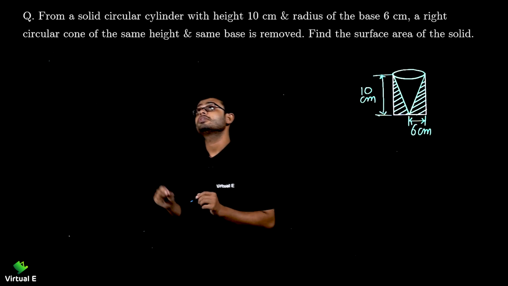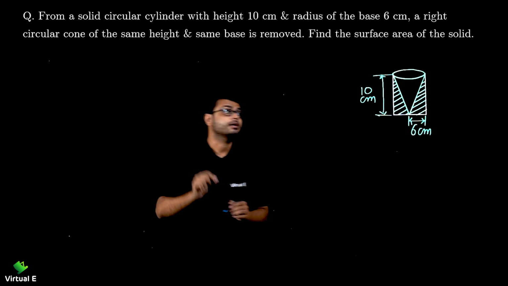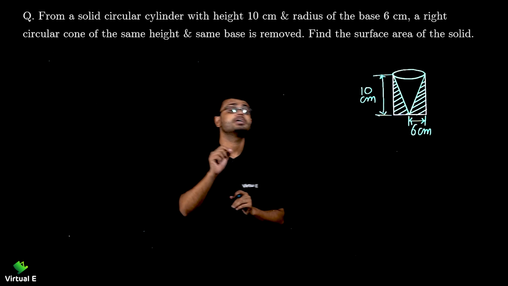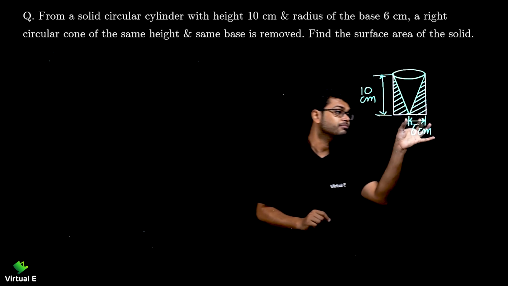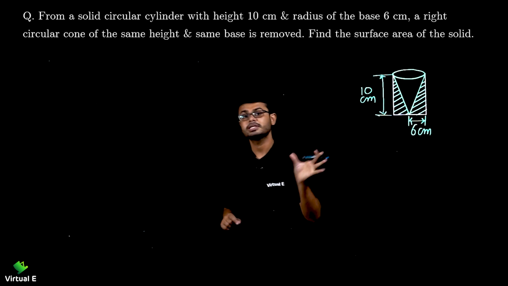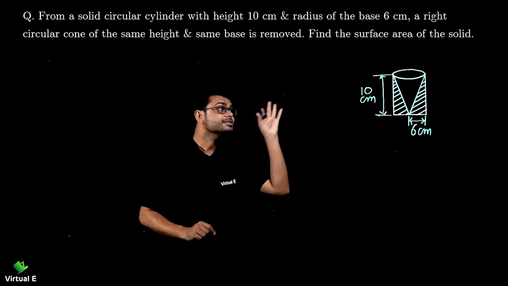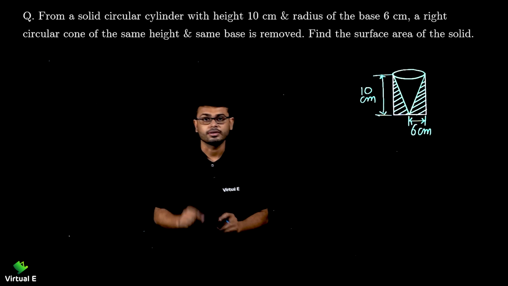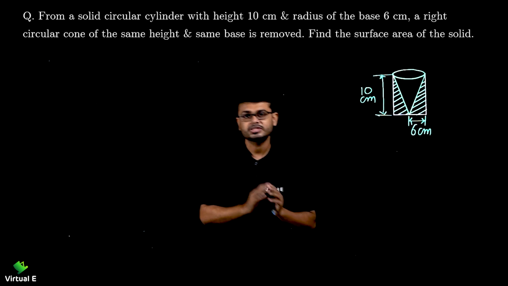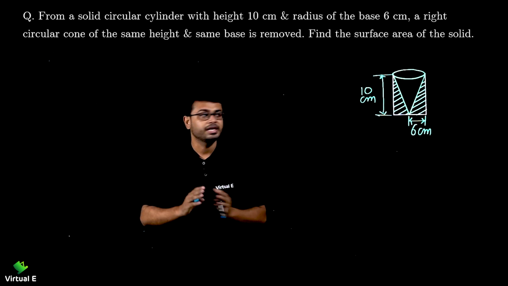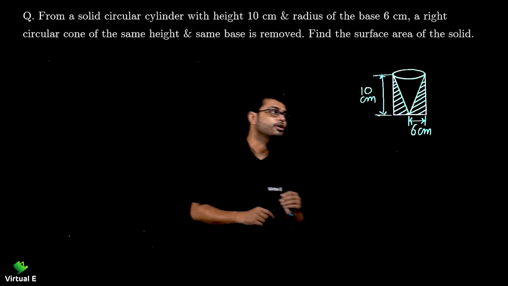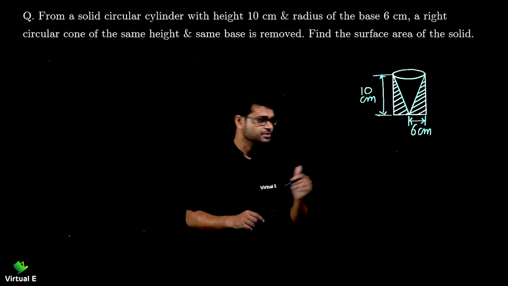A right circular cone of the same height. Okay, so the cone has the same height, no worries, and the same base. Okay, it has the same base, right? The same circular base that the cylinder has, the same base the cone is having. Find the volume of the solid. Remember, we have done this for the surface area, but this we are going to do for the volume. So let's start finding the volume. Let's start with the cylinder first.